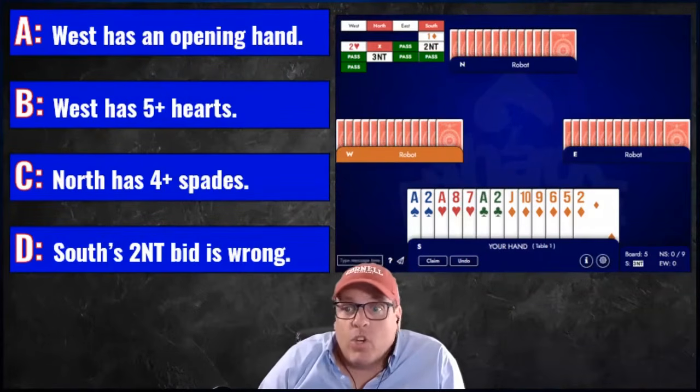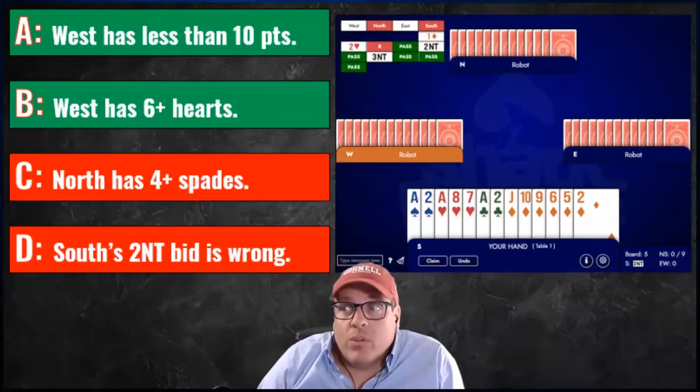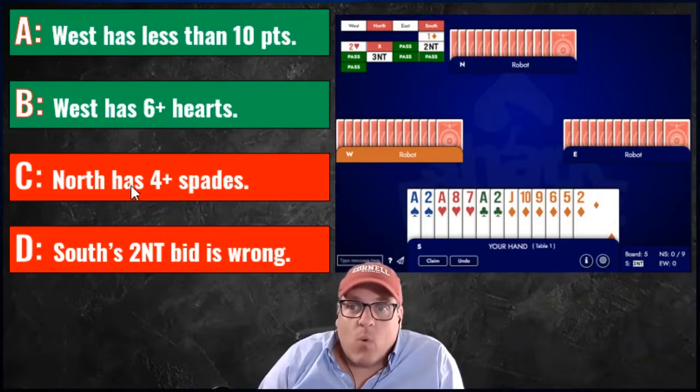That's a preemptive jump overcall. That's a weak 2 bid, basically. So it is always less than 10 points. It is also always 6 or more hearts. So that would be a more true statement about West. North has 4 plus spades.